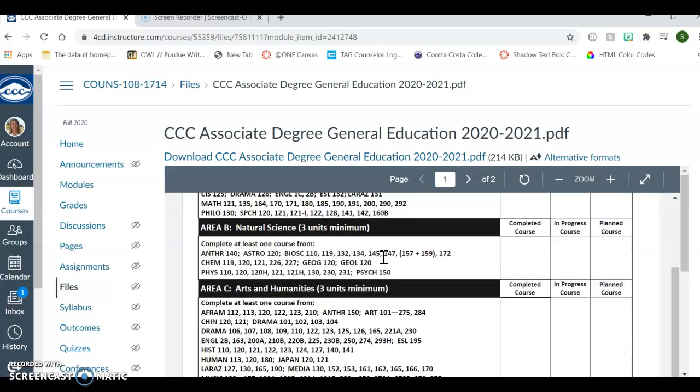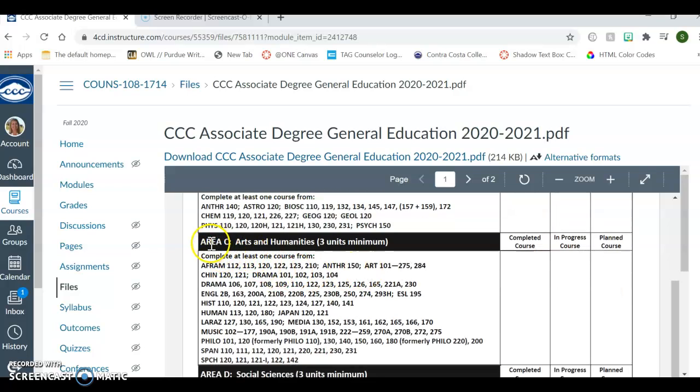Every student needs to take a science course. Now here's the catch with some of the courses listed here. Some courses listed here like Biosci 110, 119, 132, and so on, actually have a lab built into them. You can still take them, but you're not required to have a lab to meet this requirement. So other courses like Anthro 140, Astronomy 120, Physics 110, Geography and Geology 120, those do not have labs built in, and they still do meet this requirement.